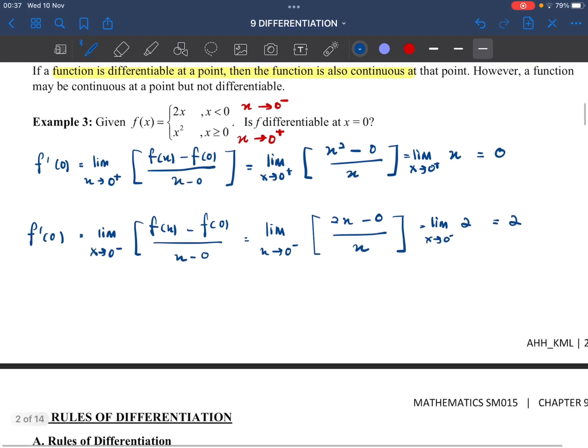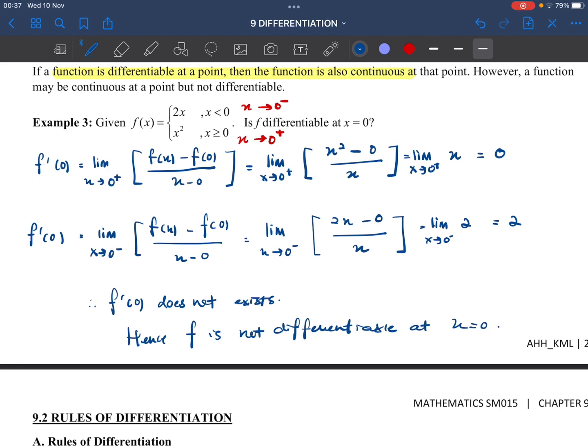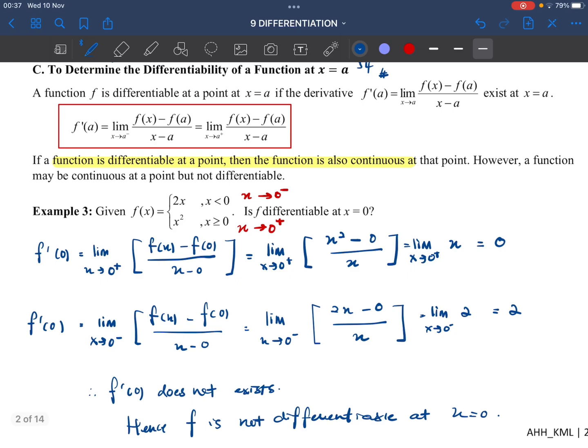So from here you can see that f prime 0 does not exist. Okay, does not exist. So what does it mean by that? Hence f is not differentiable at x equals to 0. Okay, so that is how you find differentiability and also first principle. Alright, okay, thank you guys.